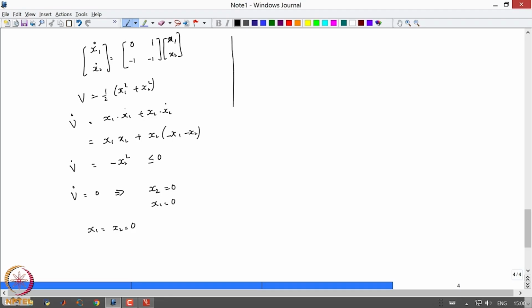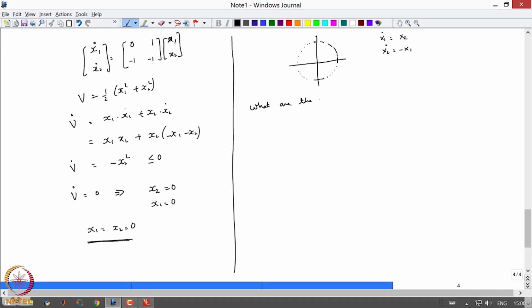So why is it important to check this additional condition? Why am I actually calling it the largest invariant subset? Now, if I go to the previous example where I had no damping, x 1 dot is x 2 and x 2 dot is minus x 1. My phase plane is something like this. Now, what is the set such that V dot equals 0?